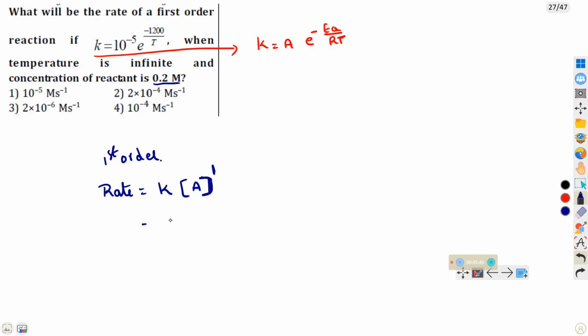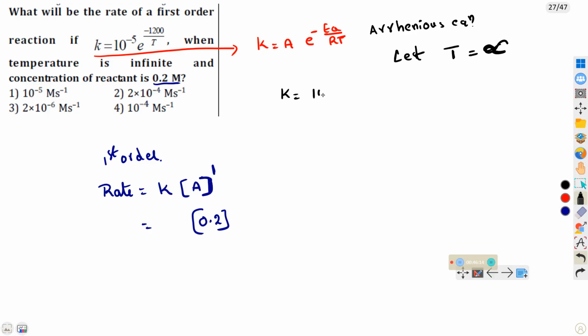Here the concentration is given as 0.2. The K value is not given. The K value is calculated by using this Arrhenius equation. Now assume the temperature T is equal to infinite temperature. Temperature is infinity. Then K is equal to 10^-5 e^(-1200/infinity).